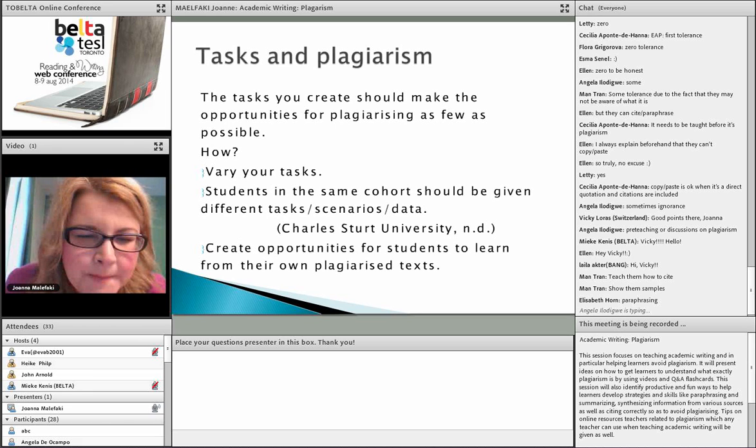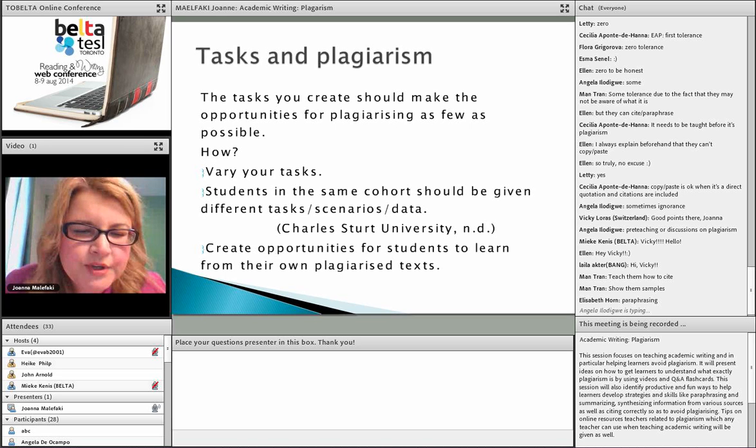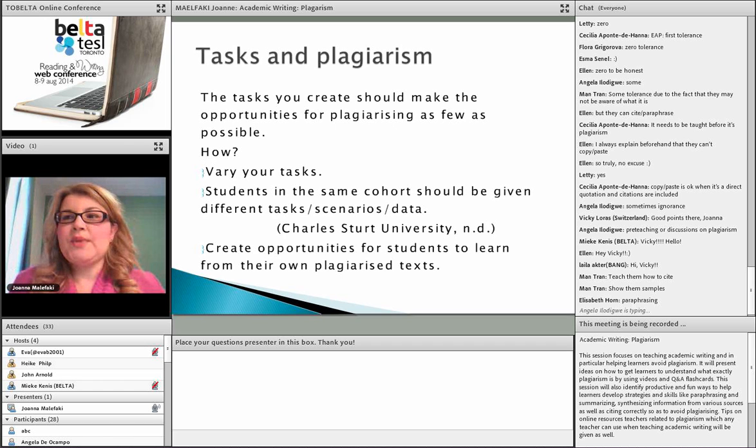So there are tasks you can use in class which will help minimize plagiarism. How can you do this? First of all, it's important that you vary your tasks because you may have new students who know old students. So this does give them an opportunity to copy from each other or to get ideas, to see what the teacher has used and then find things and use it again.